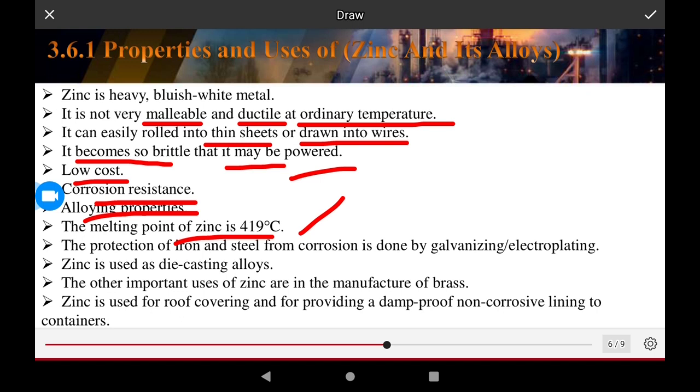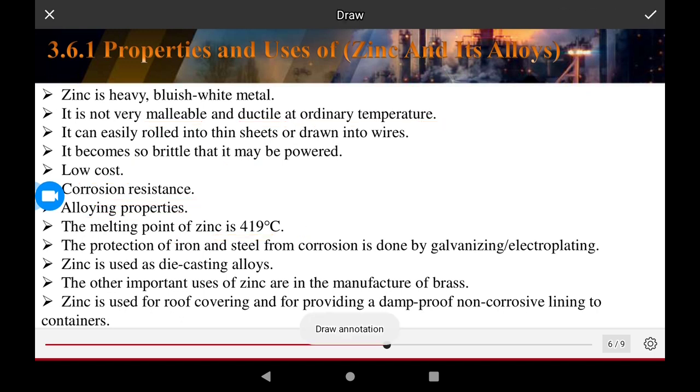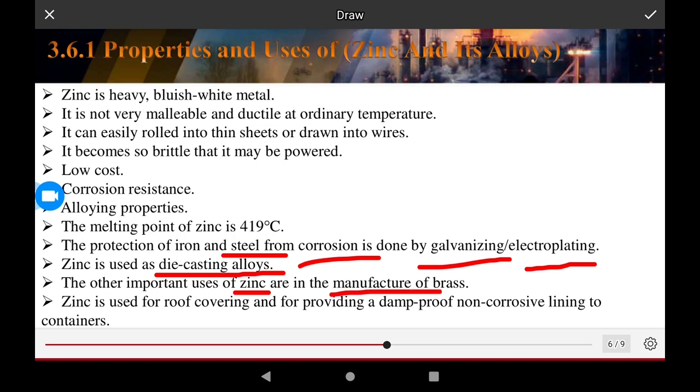The protection of iron and steel from corrosion is done by galvanizing and electroplating. Zinc is used for die casting alloys. It is also used in the manufacture of brass. Zinc is used for roof covering, and for providing damp-proof and non-corrosive lining to containers.